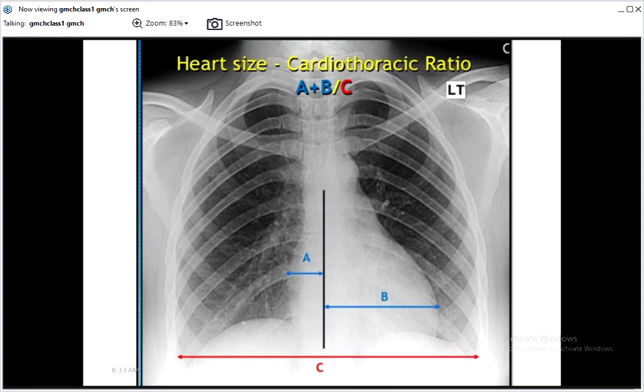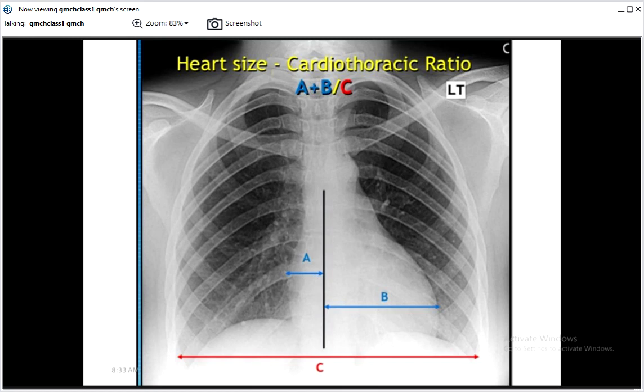Now, how you have to look for the size of the heart, and you have to calculate the CT ratio or the cardiothoracic ratio. You will be asked about it in your exams. So you first take the maximum distance between the two chest walls, where the diaphragms meet the chest wall. Then you draw a line in the middle of the vertebral column, and take the maximum distance of the heart from that line on both sides, the right side as well as the left side. So this is A plus B upon C. This distance plus this distance divided by this distance gives the cardiothoracic ratio.